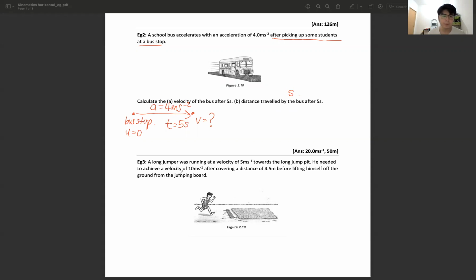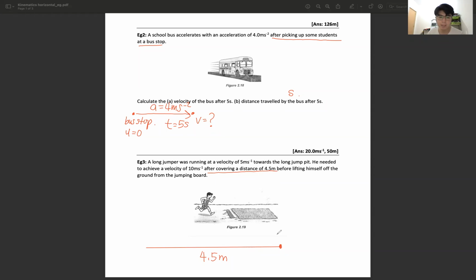What about question 3? A long jumper was running at a velocity of 5 towards the long jump pit, needed to achieve a velocity of 10 after covering a distance of 4.5. So that means he needs to run 4.5 meter, right? So this is the track. He needs to run 4.5 meter, and then he needs to achieve 10 at the end of 4.5.